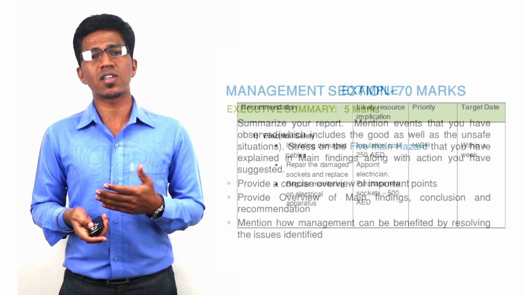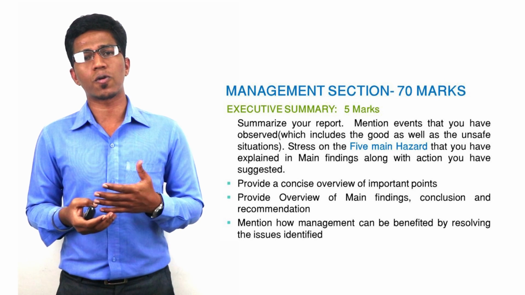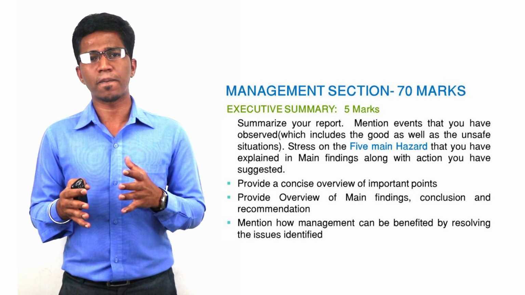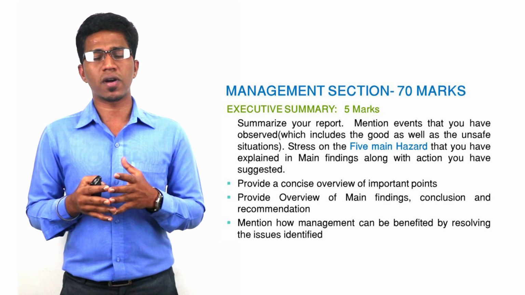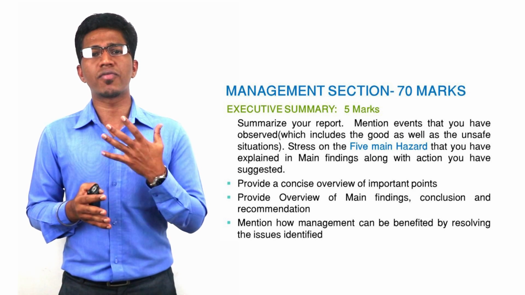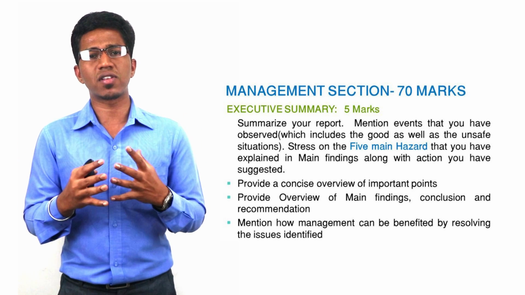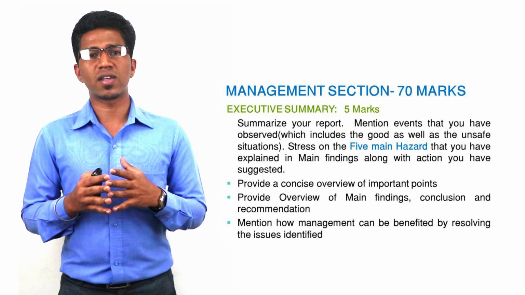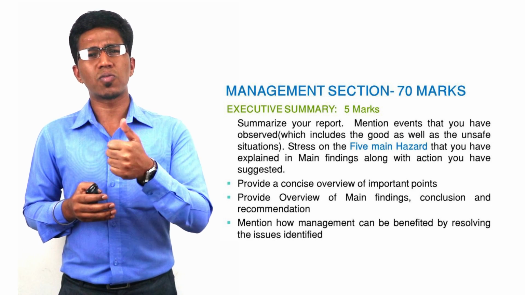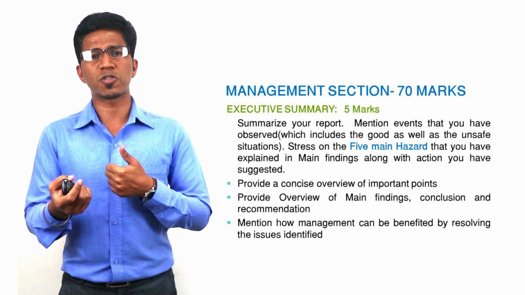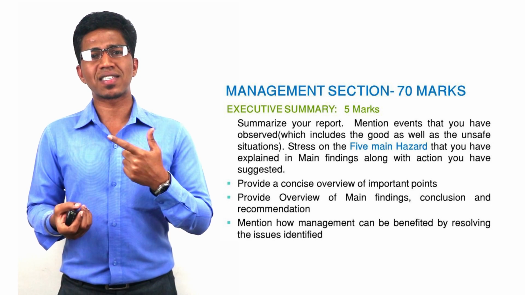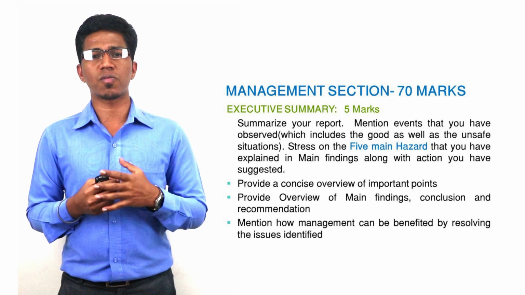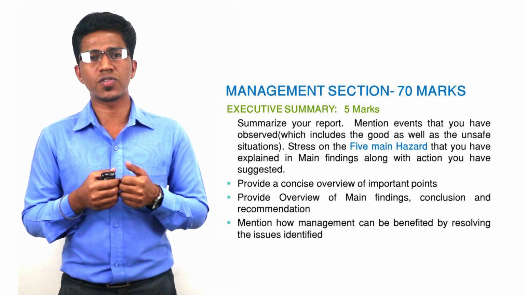Moving on to the last section, which is summarizing the entire report. Once this inspection is done, once the discussion to management is done, then comes your summary part. This summary part is only for 5 marks. You're going to squeeze everything, summarizing the entire inspection that you have done into a few lines, starting with a small introduction on what this inspection is about, then an overview of the main findings, and the conclusion and recommendation. Talk about issues identified.